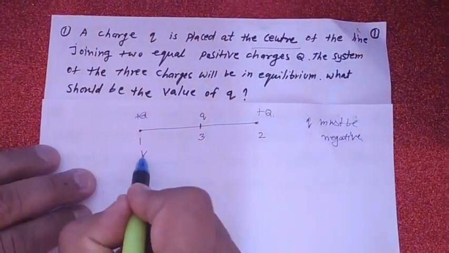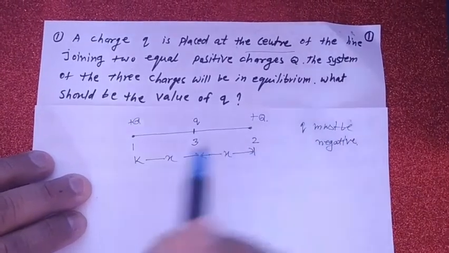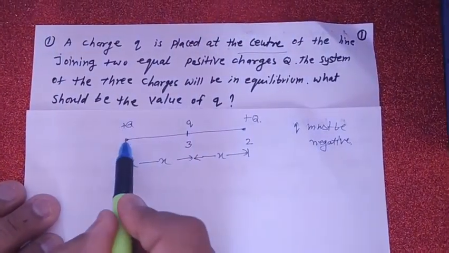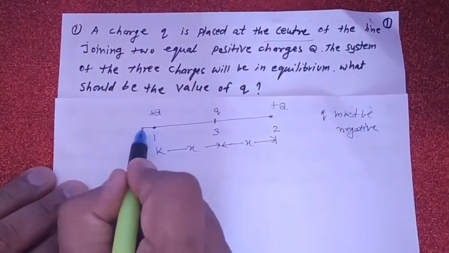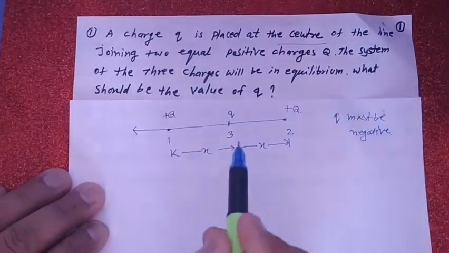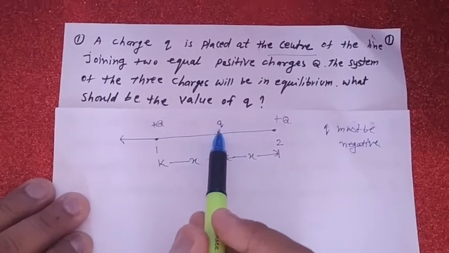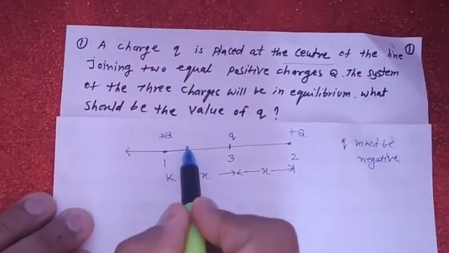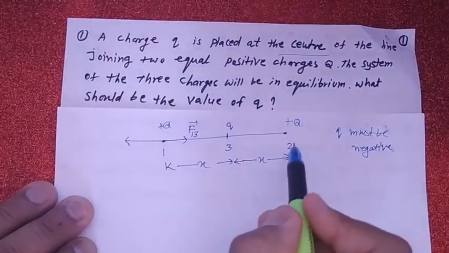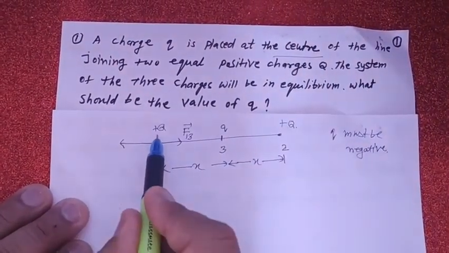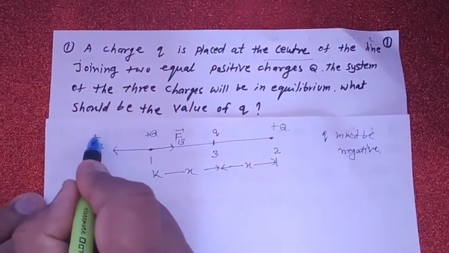Because this distance is x, this distance is also x. This is 1, 3 and 2. So here what happened? This charge q, which is a negative charge, will apply a force F13 in this direction, and this 2 is a positive charge. 1 is also a positive charge, so this 2 will apply a force F12.